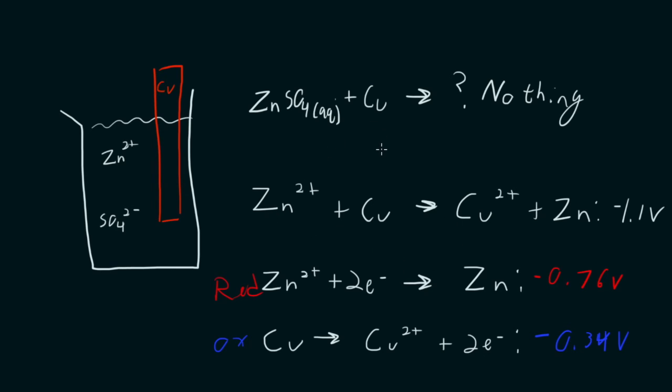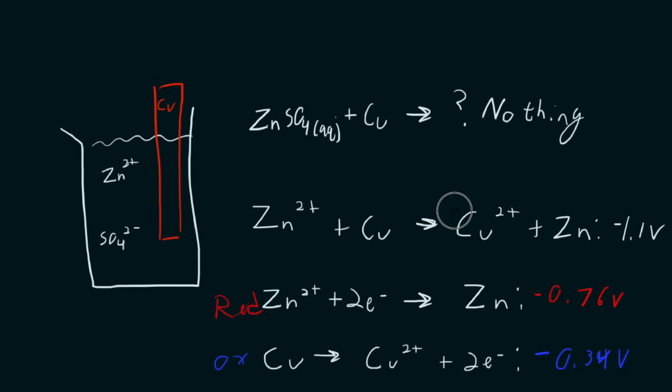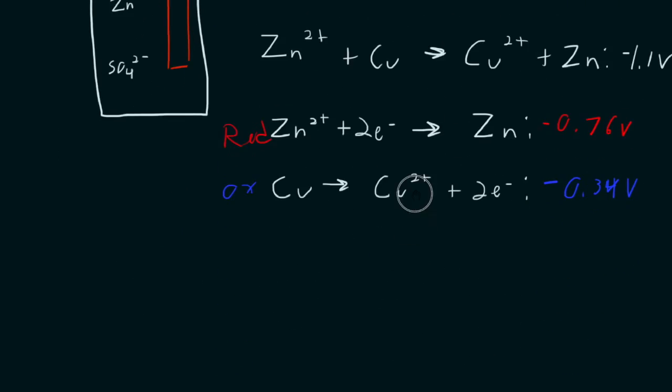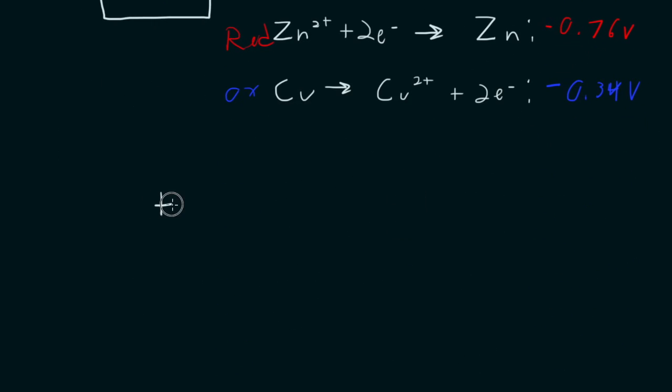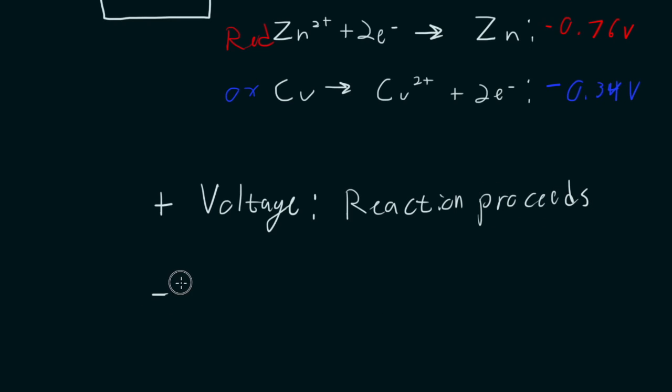So any redox reaction we set up, we can figure out the half reactions just by looking at: am I working with metals? Am I working with non-metals? What am I working with here? We can set up our two half reactions and figure out our collective voltage. And if it's positive voltage, it's spontaneous. So let's write that here. Positive voltage means the reaction proceeds. And a negative voltage means nothing happens.